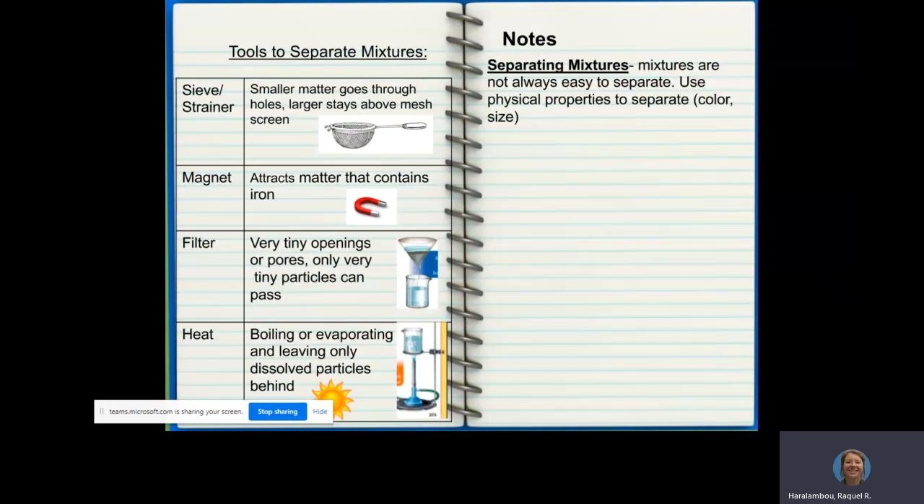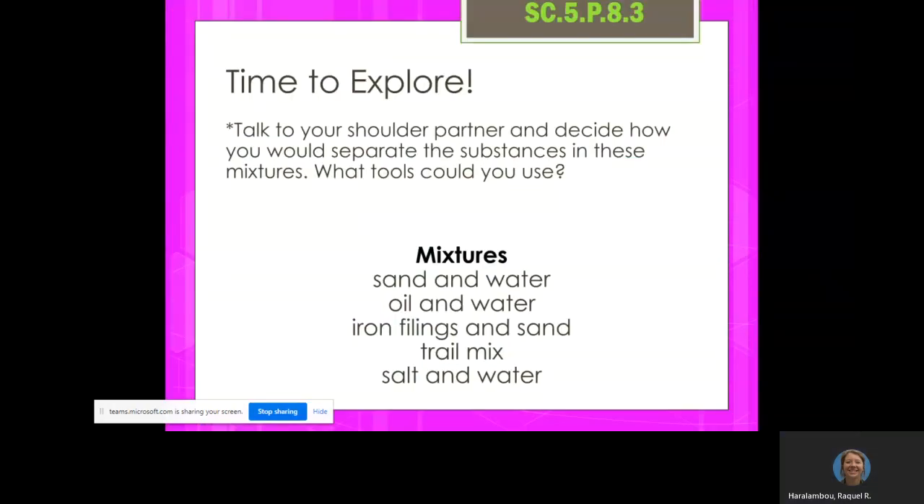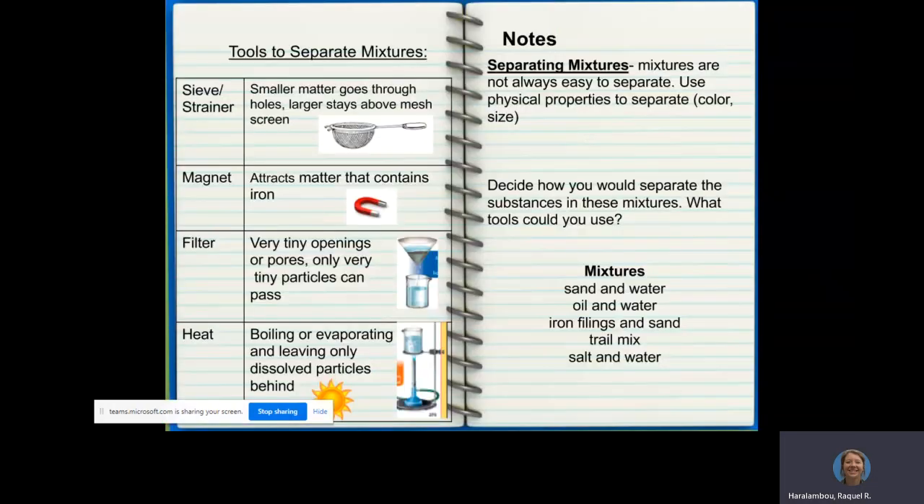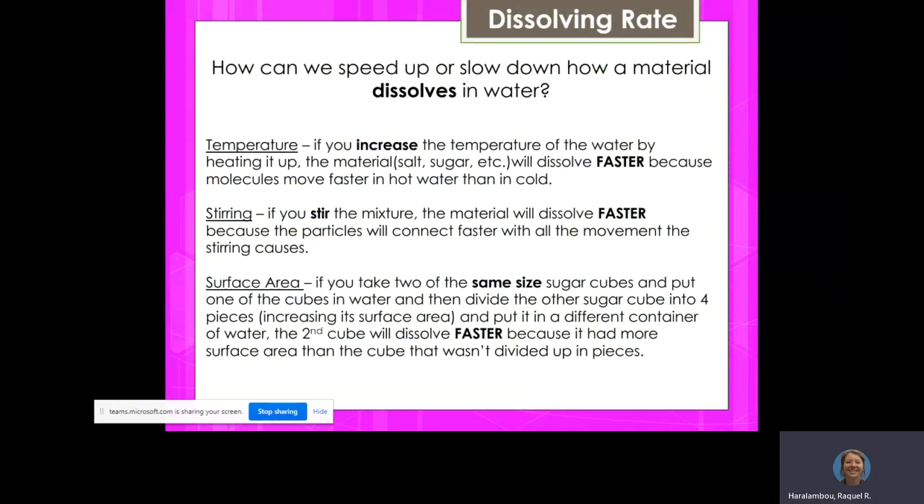So here are your tools to separate mixtures. You have a sieve/strainer, you have magnets, you have a filter, and you have heat. So dissolving. This is talking about a solution. So that was all about a mixture. So now we're going to jump into solution.